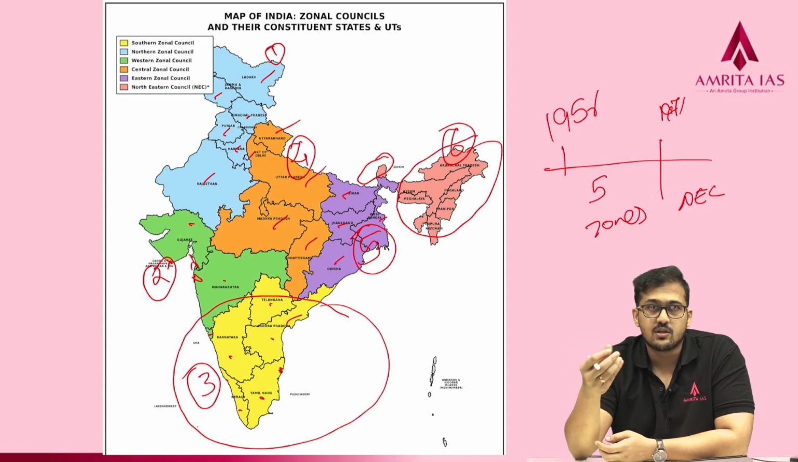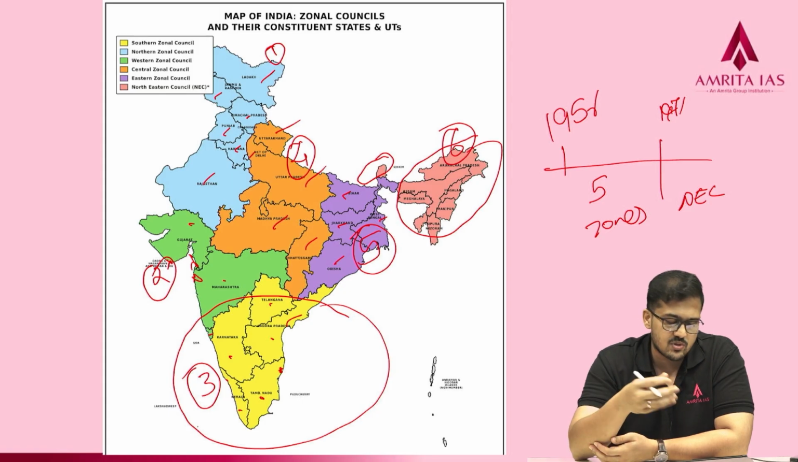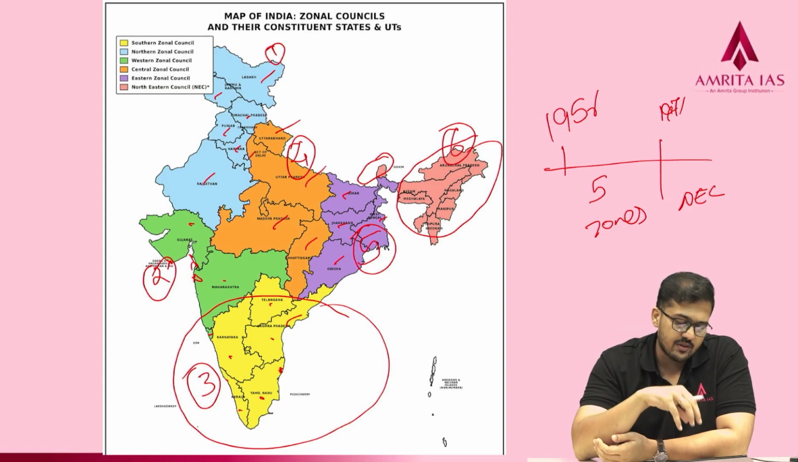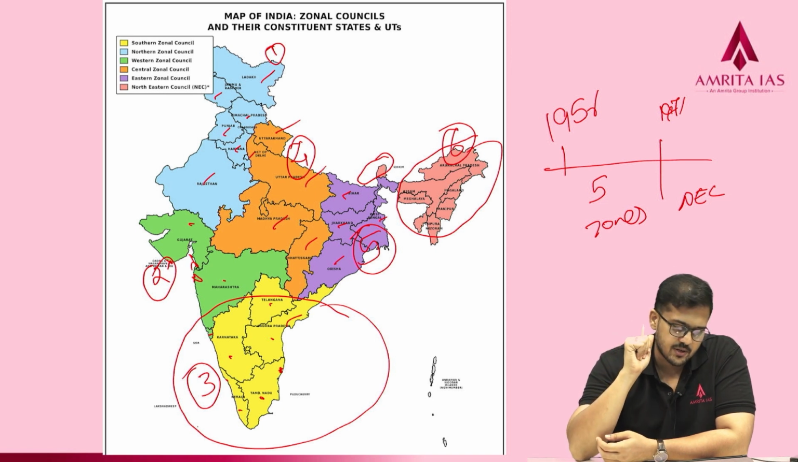Say, for example, the interstate river water dispute is one of the biggest issues when it comes to the relation between different states in India. So the zoning into different regions can help in addressing those issues. That is the major intent behind it.